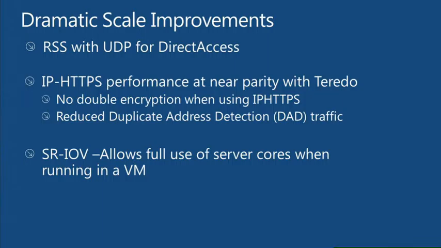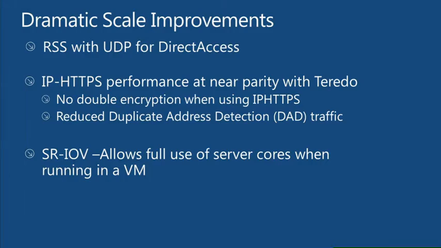We've also made a number of improvements to IP-HTTPS, which is one of our connectivity protocols, to make it really competitive with Teredo. So one of the things we did is we removed the need for double encryption. IP-HTTPS essentially uses an SSL channel, but in DirectAccess, we use IPsec as our security mechanism. So the traffic is already being encrypted by IPsec, so there is no need to encrypt using SSL. So we got rid of one layer of encryption.